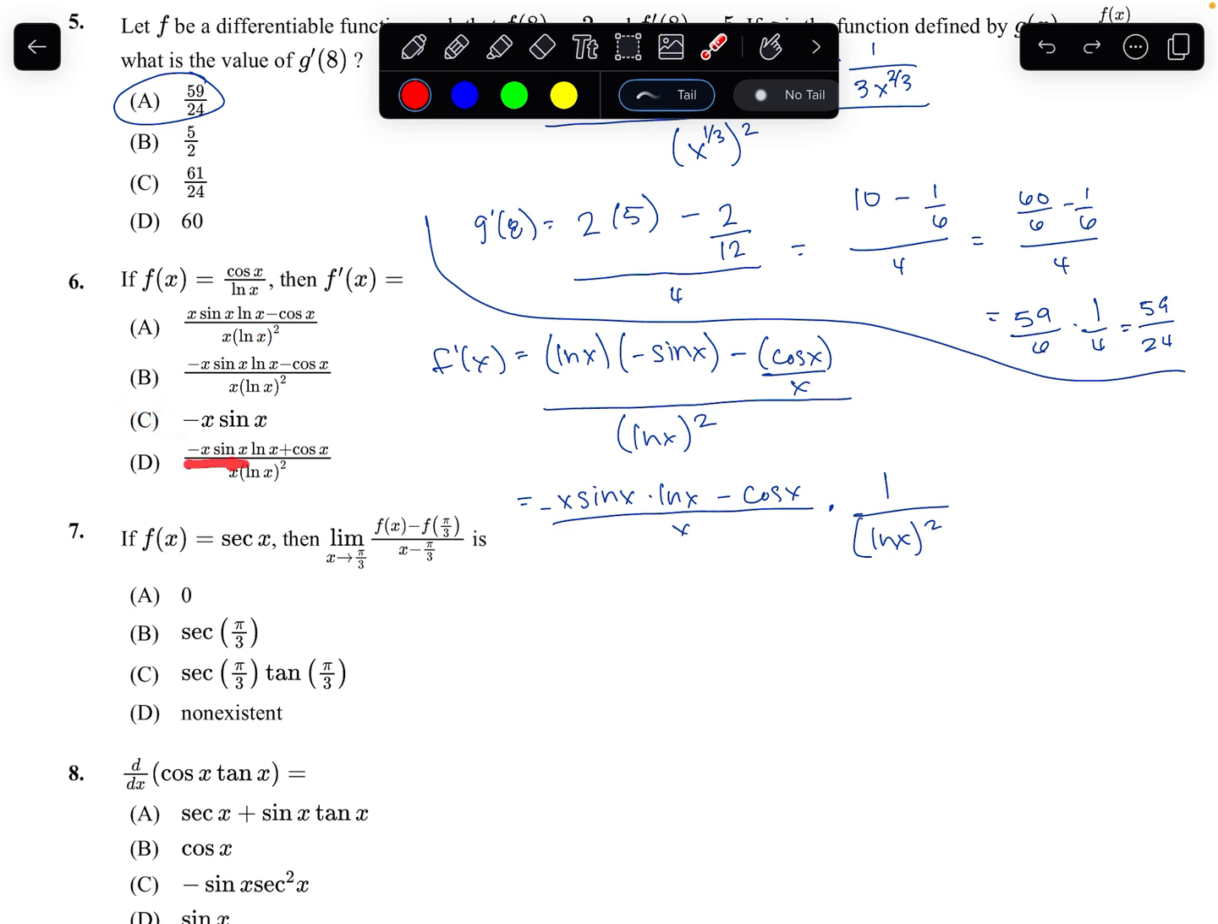Now we have x sine of x, negative x sine of x, minus cosine, so that's going to be b. Yeah, it's going to be b. Okay.